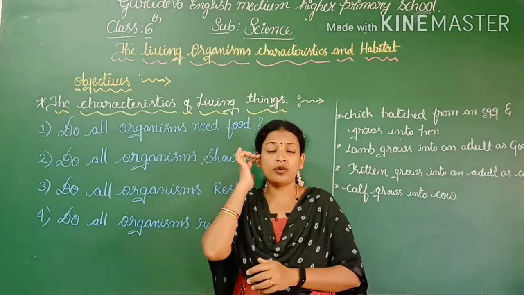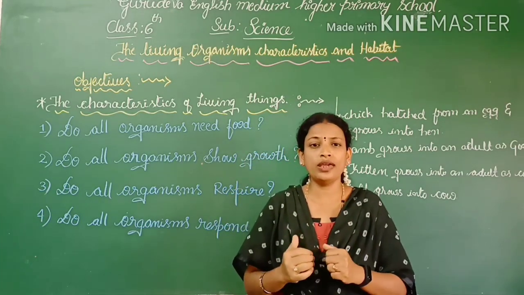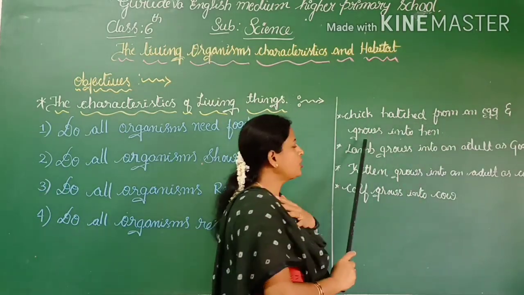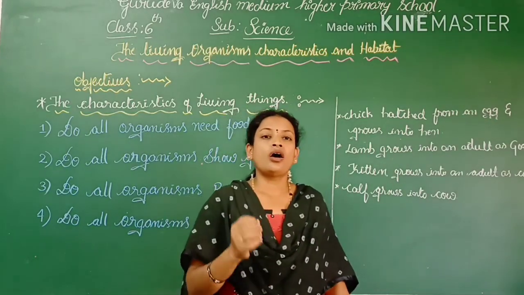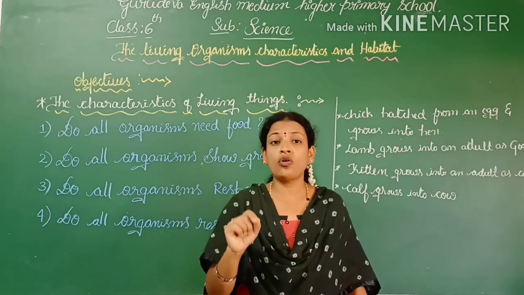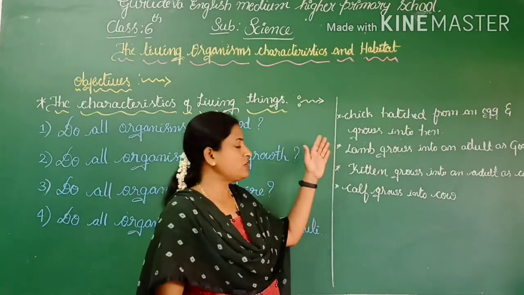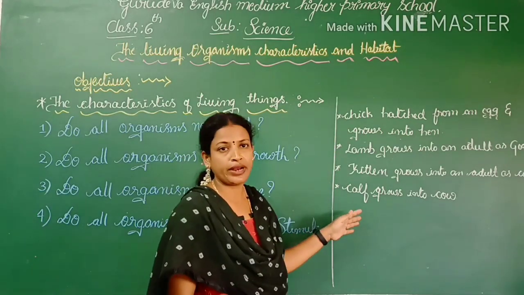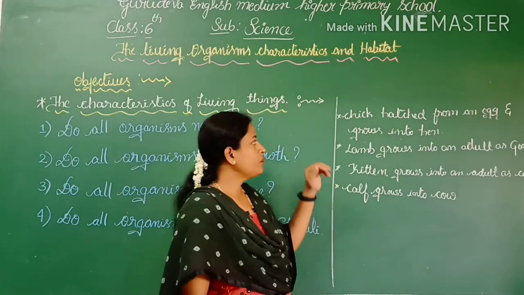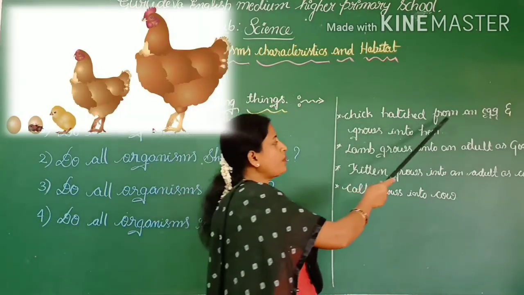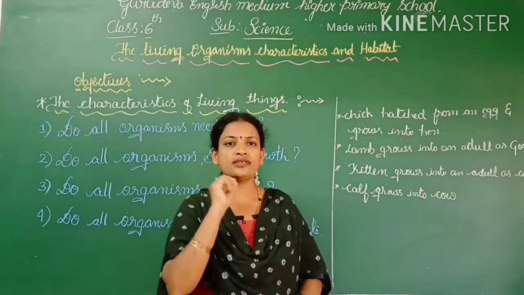Almost all the organisms definitely grow. They hatch from an egg and grow into a hen. Growth is necessary in all living organisms. I am giving a few examples here. My dear children, you already know all these. So, a chick hatched from an egg grows into a hen. This is the first example.